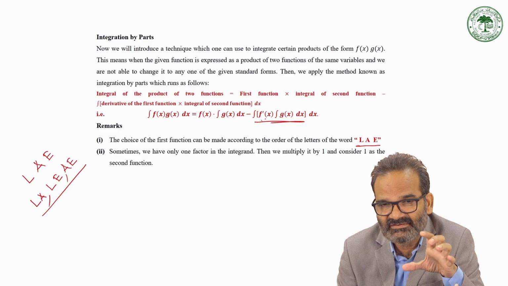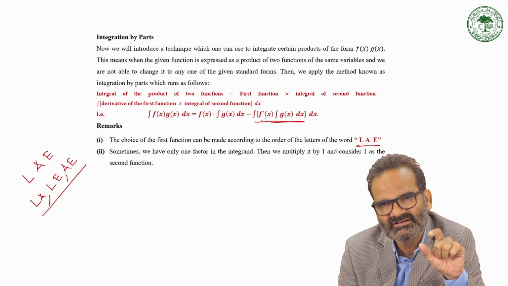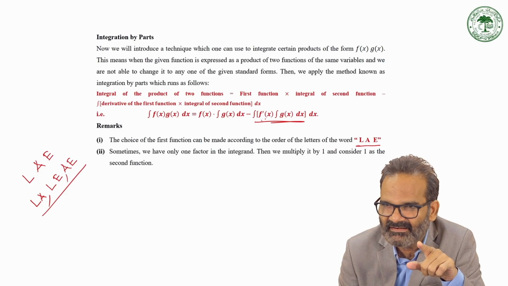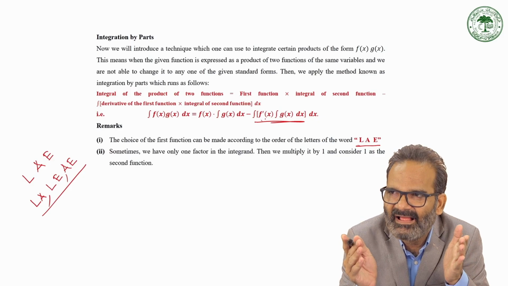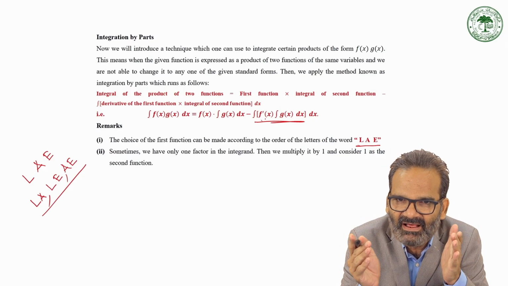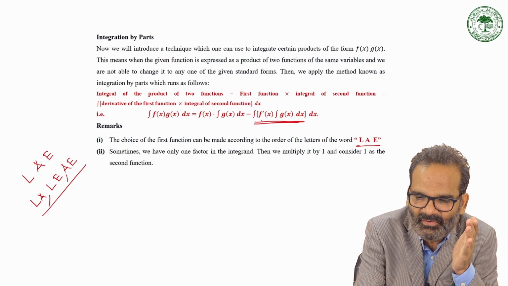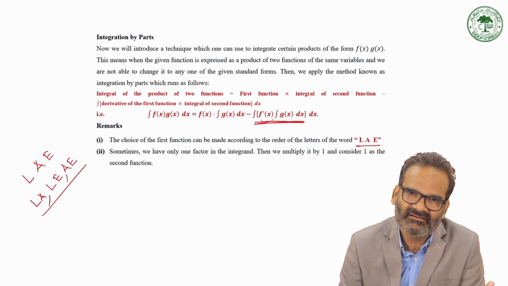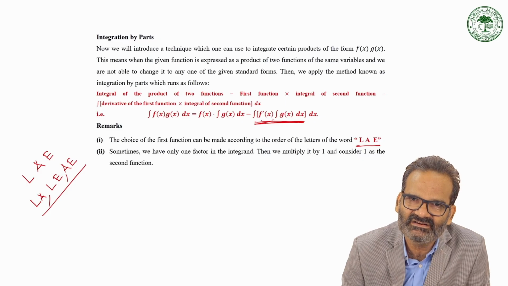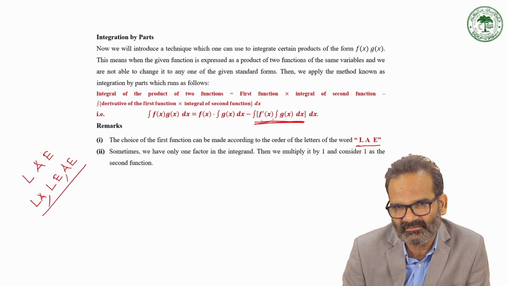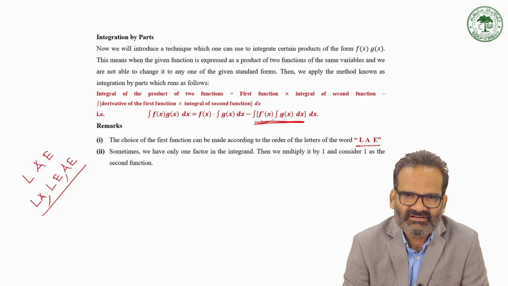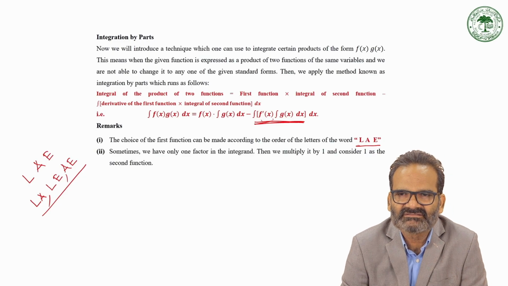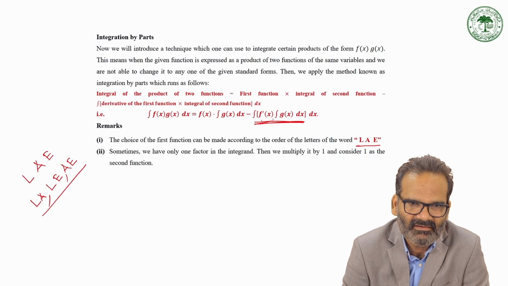So what is the objective of this convention? The objective is to avoid such difficulty. To make our calculations simpler and easier, we will use this convention so that the second part of this formula does not create any complications or problems in finding the integral further. I hope this idea is very clear. So the choice of the first function is made according to the order of the letters L, A, E. Now, remark 1 and remark 2.